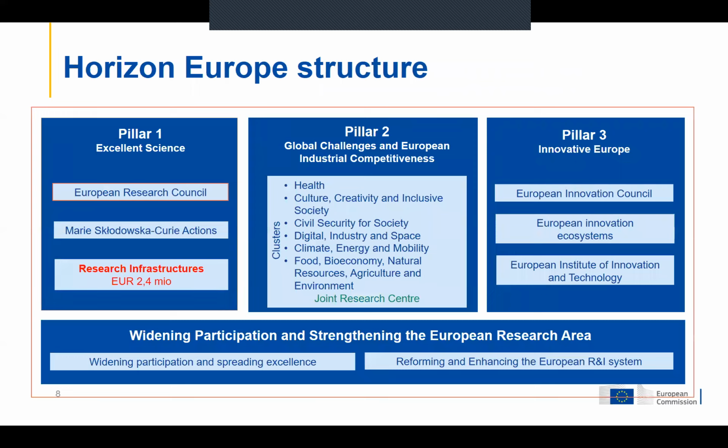In Horizon Europe, you will find the research infrastructures under Pillar 1. The program will have a budget of 2.4 million for the 7 years of Horizon Europe. And of course, one of the key features of Horizon Europe is to support synergies between the different pillars and between the different programs within the different pillars. This is why research infrastructures play an important role also as enablers of activities which are carried out not only in Pillar 1, but also in Pillar 2 and Pillar 3.